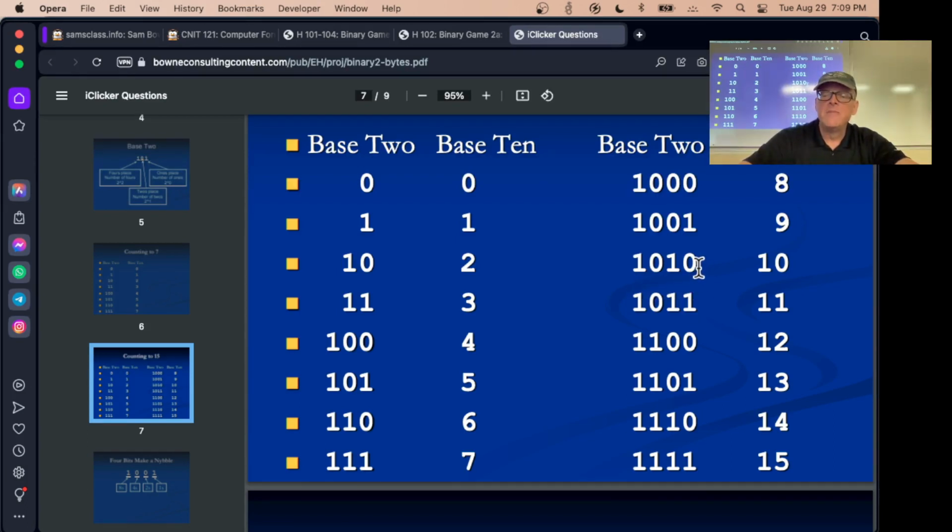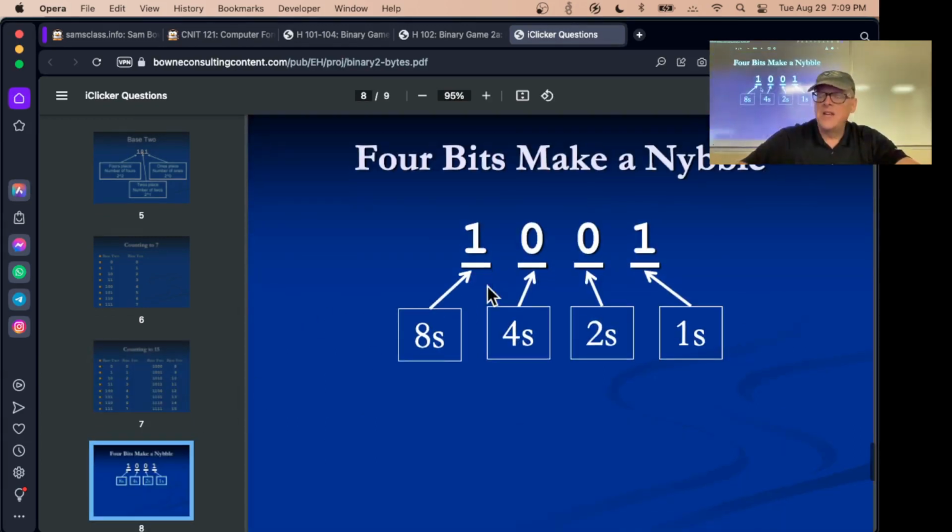You start from the right. This digit is the number of 1s. The next one is the number of 2s. The next one is the number of 4s. And the next one is the number of 8s. So that's how you can figure out a nibble. And there it is, the 1s, 2s, 4s, and 8s. So this number is 9: 8 plus 1, and nothing else.